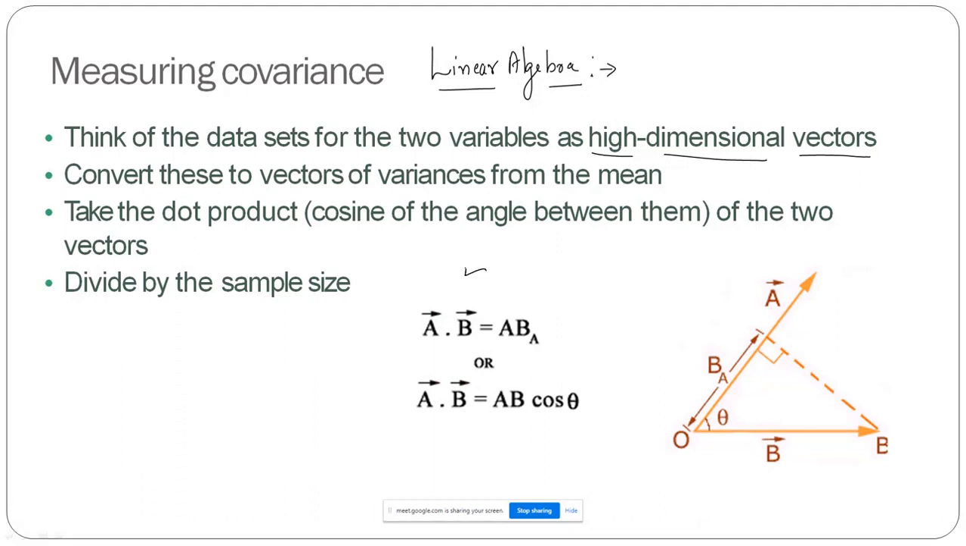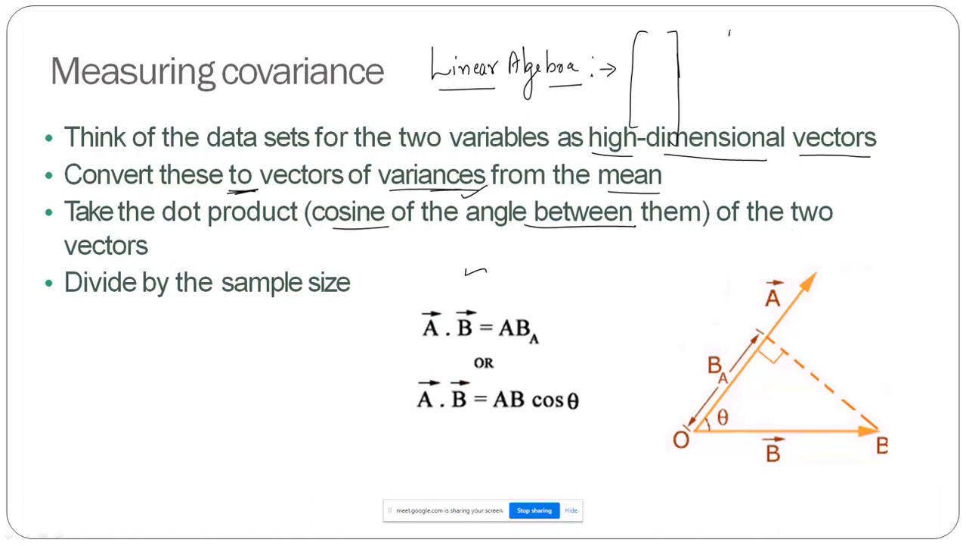We were discussing how you think of the data sets for the two variables as high dimensional vectors, and convert these two vectors into vectors of the variances from the mean. Okay, and then that's it. You calculate the variance for it. And then you take the dot product, that is the cosine of the angle between them.